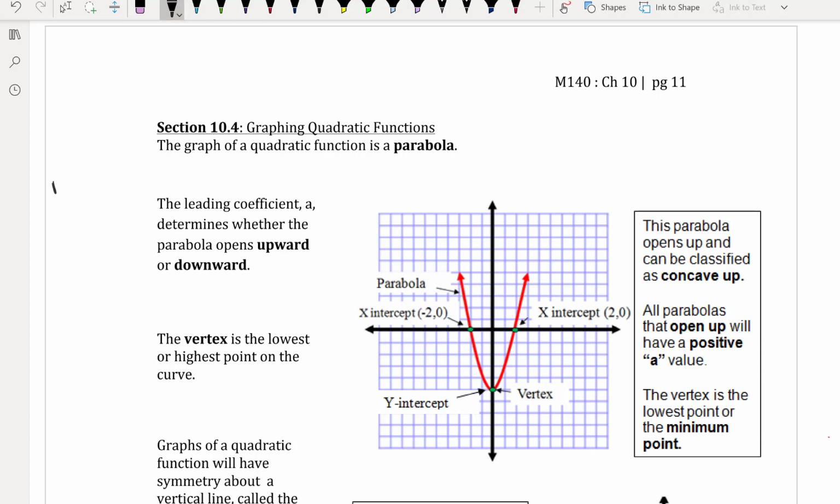If we have a positive parabola, then it looks like it's happy because it's going to be smiling at you. Versus if we have a negative parabola, it looks like it's sad because it looks like it's frowning at you. So we have a happy positive parabola and we have a sad negative parabola.